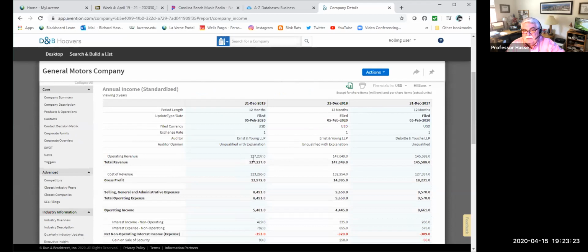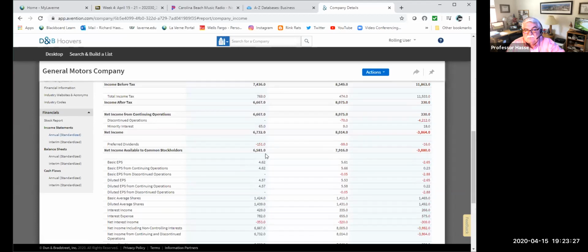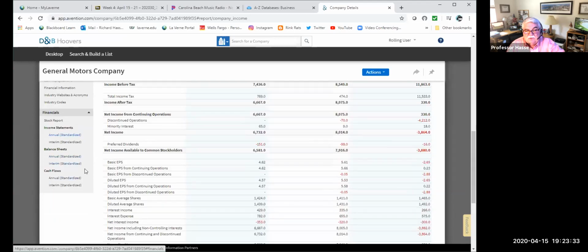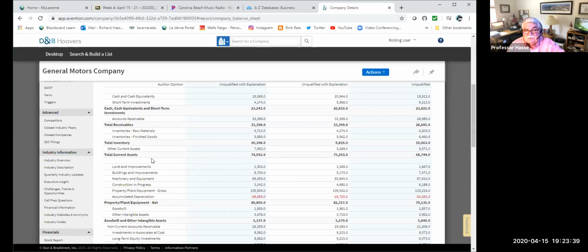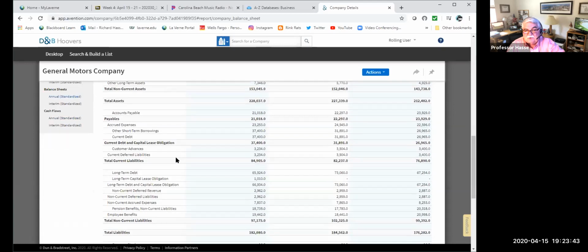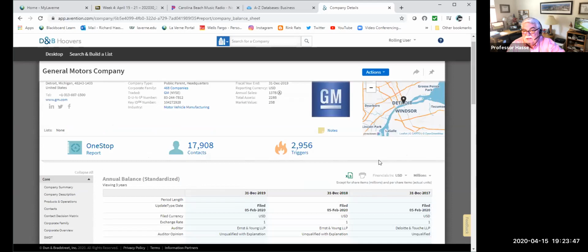All right. So here's the net income for General Motors. Gives you the last 2 years. You can print that out. Then you can go to the balance sheet. There's the balance sheet for General Motors. Their current assets, their long-term assets, their current liabilities. Look at that. Pretty cool. You can go and print that out or download it to an Excel spreadsheet.